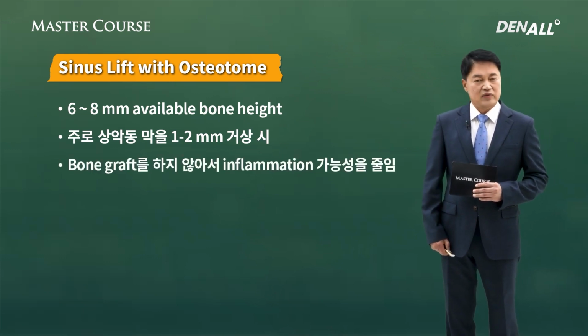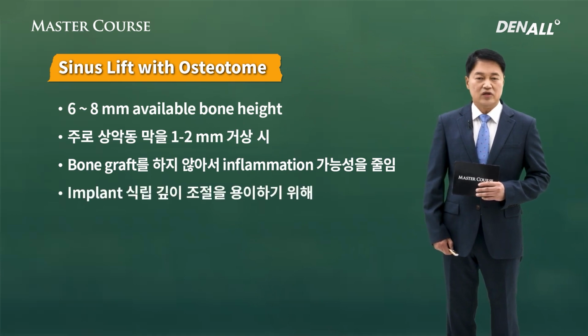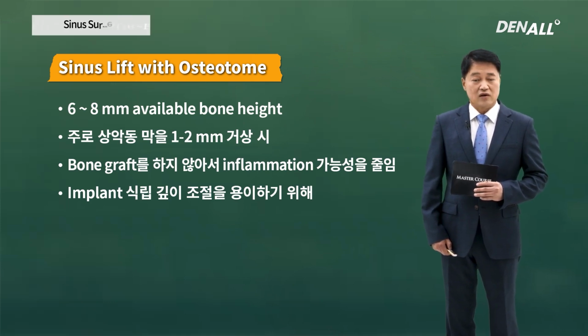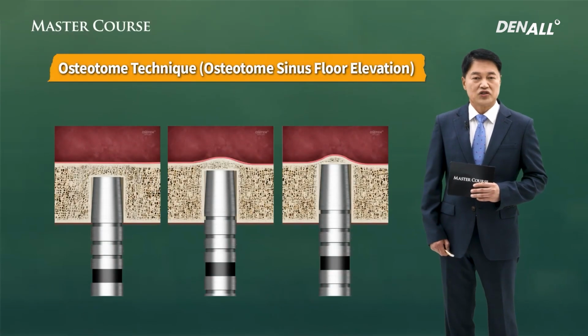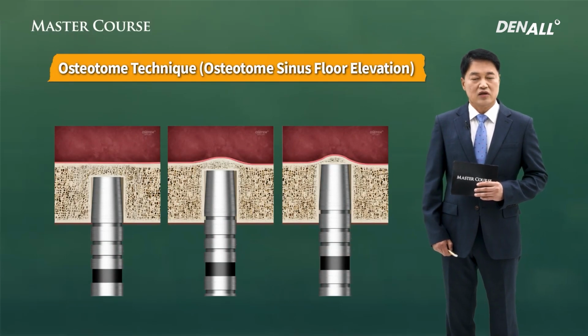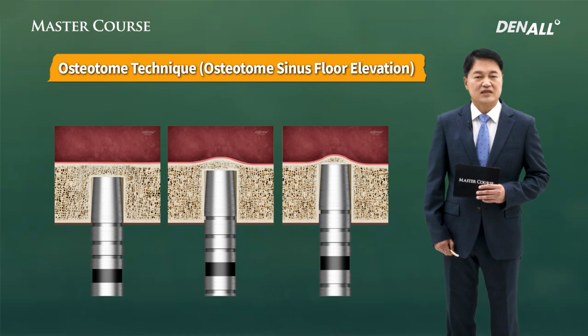You do not do bone graft, and there is less possibility of inflammation, and it is easy to adjust the implant placement depths. In other words, the sinus floor is cortical bone, so you fracture it and lift it and adjust the placement depths. This is the technique for that. As you can see, the osteotome technique was used, and you can fracture the sinus floor.